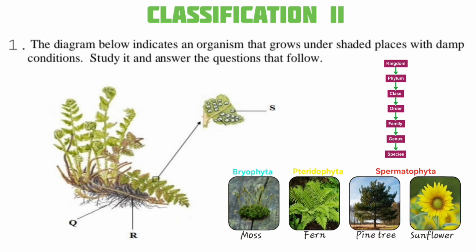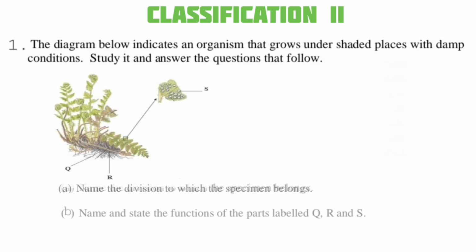So back to our image. This is a fern. And as the question states, such plants usually grow in moist, shaded environments, often found in forests or even along river banks. Now, part A. Name the division to which the specimen belongs. This is, of course, going to be Pteridophyta.